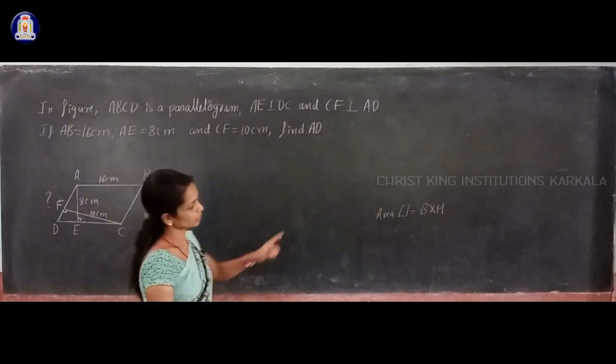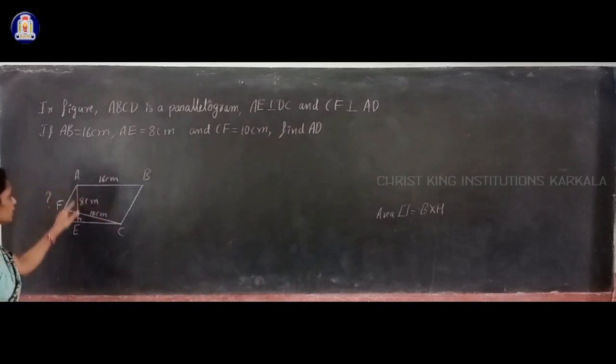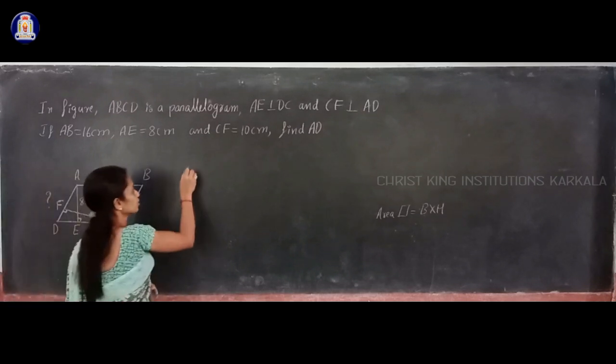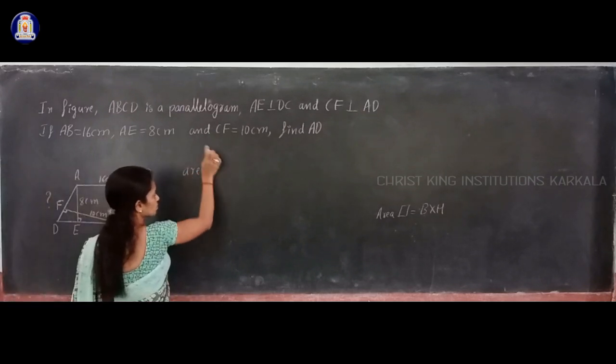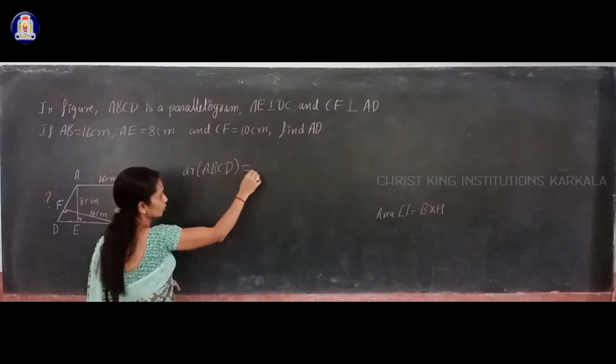We have to use this formula 2 times. Why 2 times? Because you are given 2 perpendiculars here, AE and CF. First I will use the AE perpendicular. So area of a parallelogram, or area of ABCD, is equal to base into height.